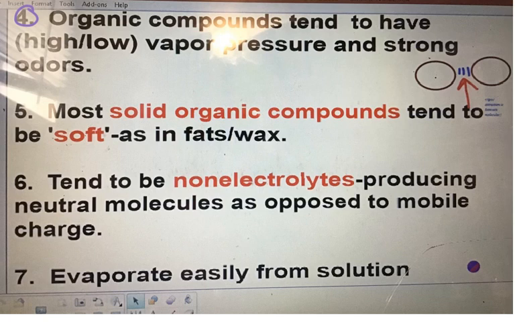For number 3, organic compounds tend to have high or low vapor pressure. Now I'm asking you the question: if your attraction is weak, what's going to happen to your vapor pressure? Will it be easy to go into the gas phase, or is it harder? Actually, your vapor pressure would be high if you have weak attraction, because you release particles very easily, since the particles are not strongly held together.